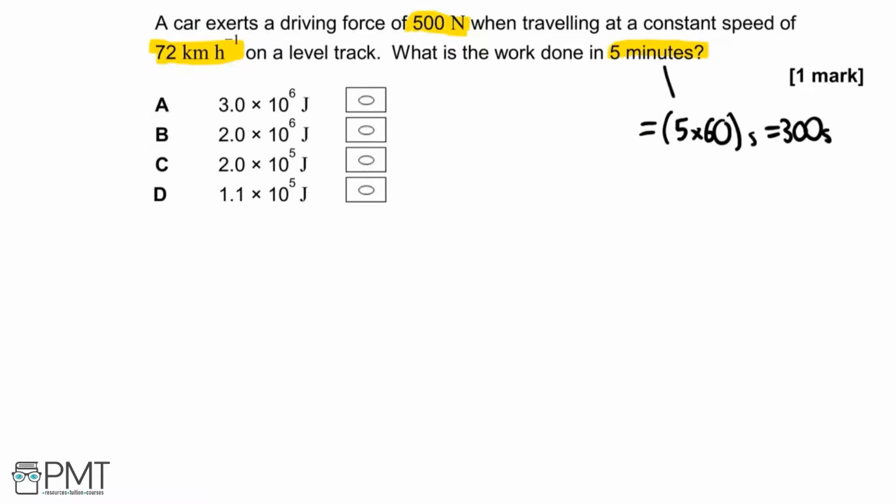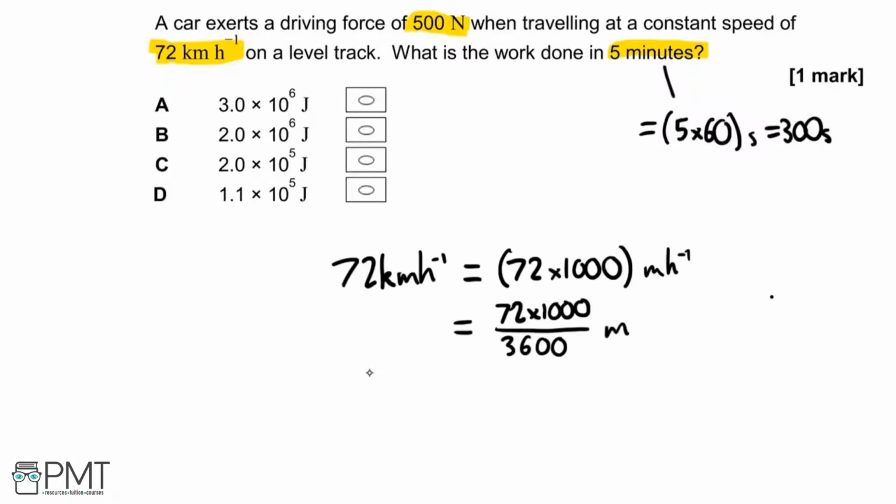So that's 300 seconds. Now we've got a force of 500 newtons and we're going at a speed of 72 kilometers per hour. So we also want to convert that 72 kilometers per hour into meters per second. So let's do that as well. So that gives us 20 meters per second. You'll notice that I've converted it into meters per hour first by multiplying it by 1,000 and then converting it to meters per second.